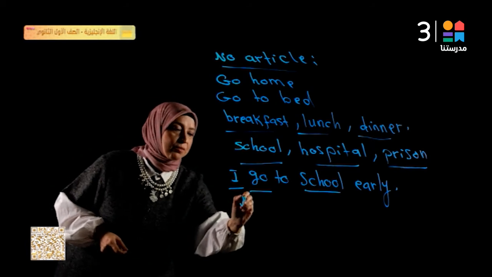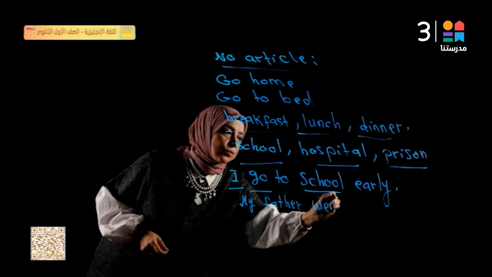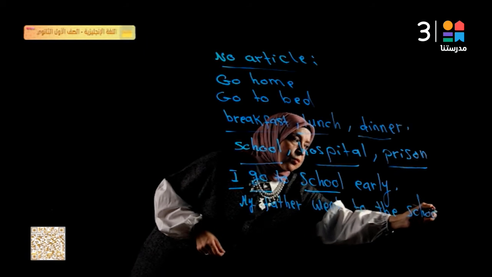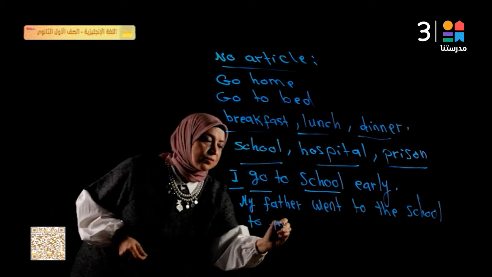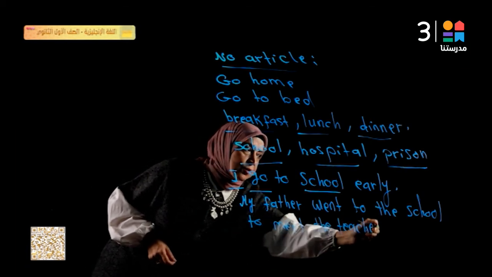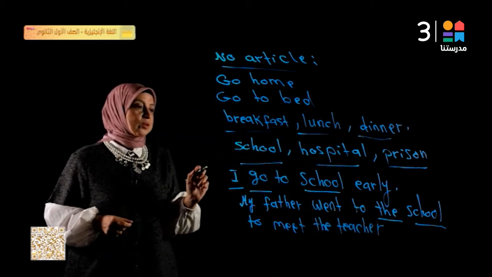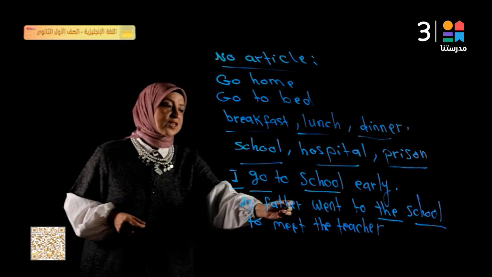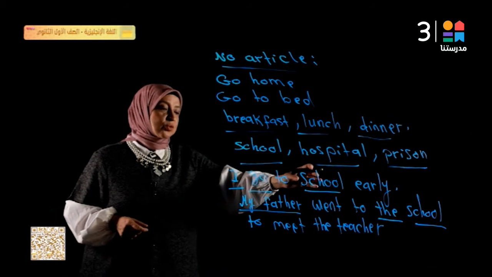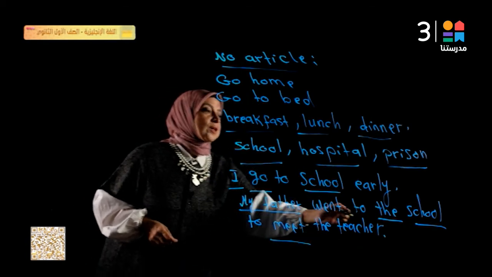But when I say, my father went to the school to meet the teacher. So here I use "the school". What is the difference between the first one and second one? In the second sentence, my father is not a student. My father went for another reason. He went to the school for another reason, just to meet the teacher. So here we use "the".